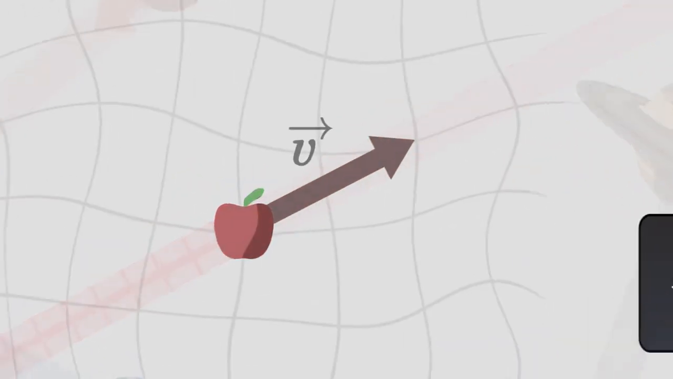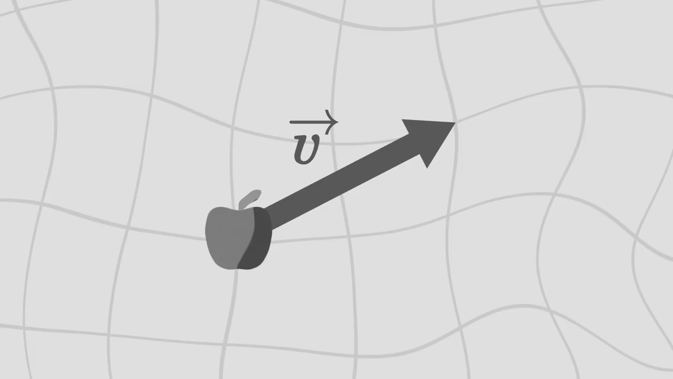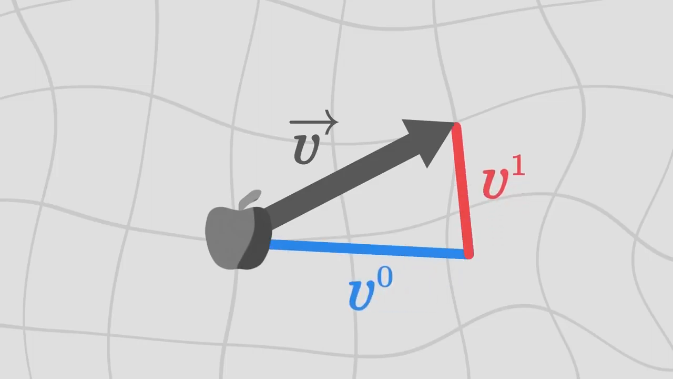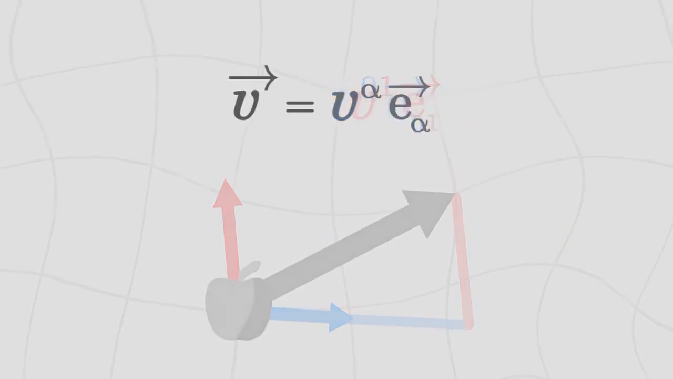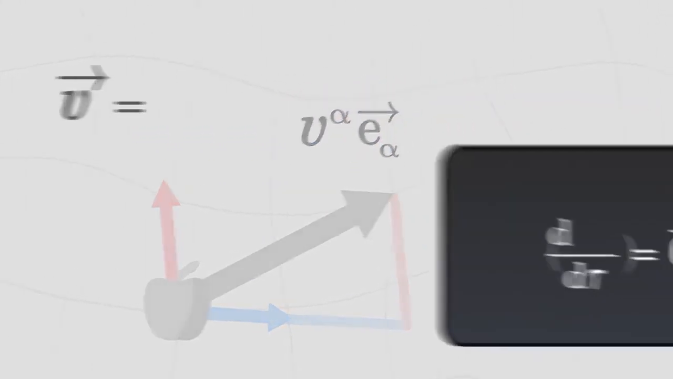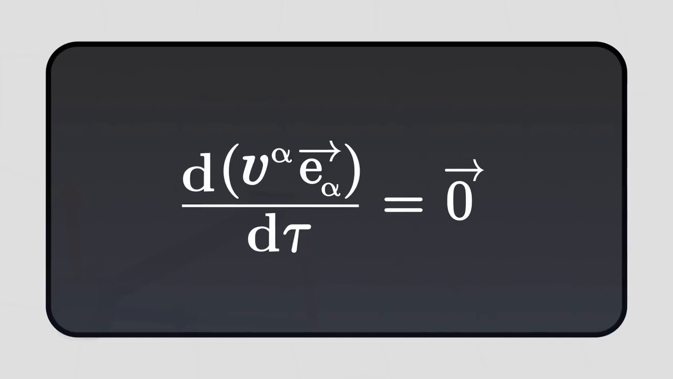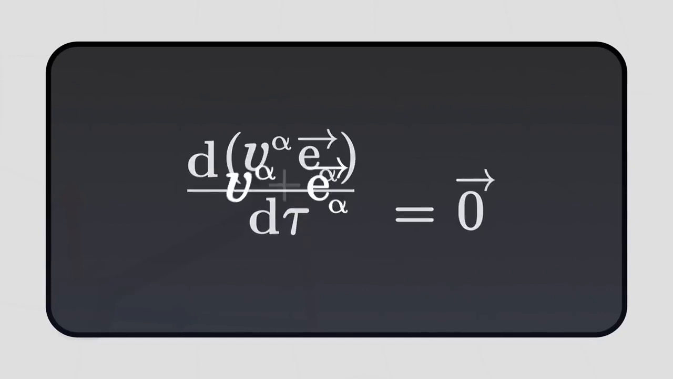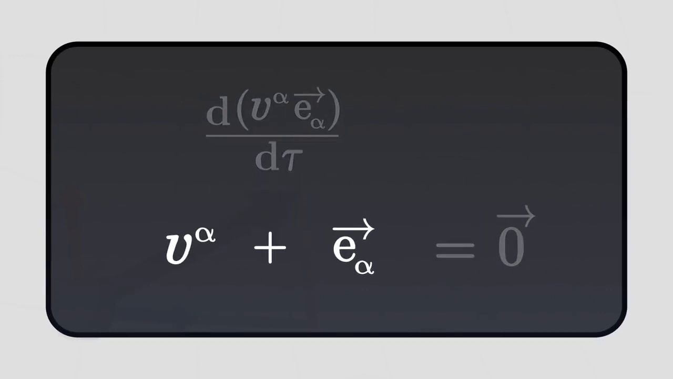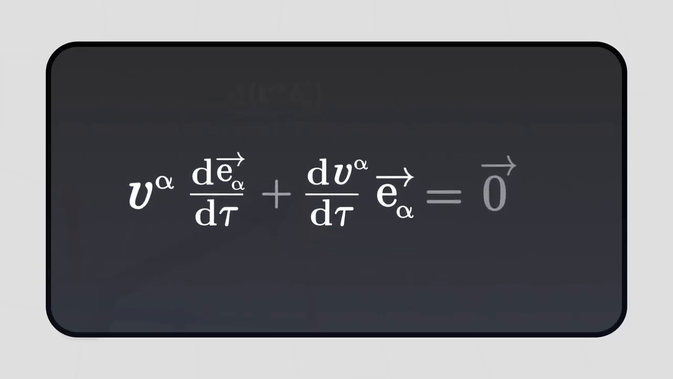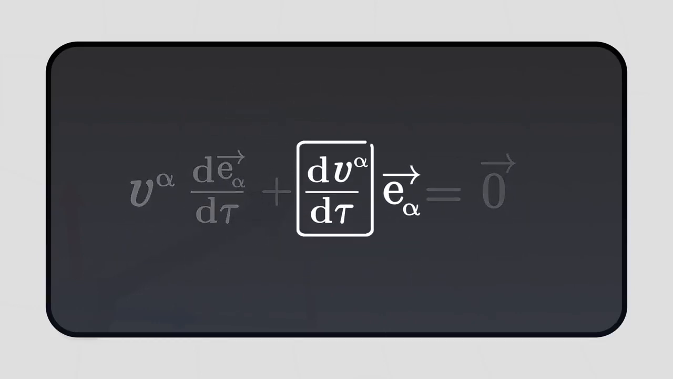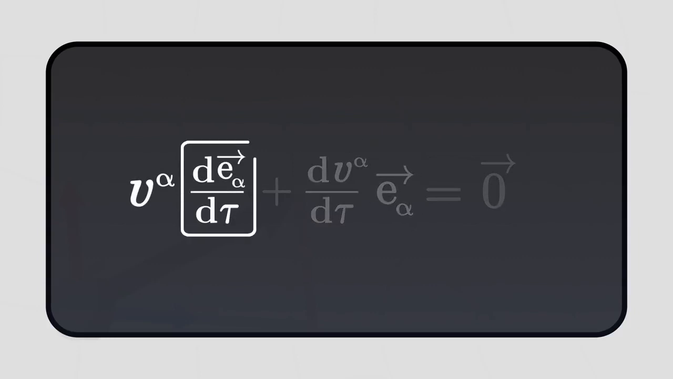But we saw previously that the velocity vector can be written as the sum of its components multiplied by the basis vectors. Using this expression, and knowing that the derivative of a product is the sum of each term multiplied by the derivative of the other term, we obtain a relation between, on one side, the change in the components of the velocity, and on the other side, the change in the basis vectors themselves.